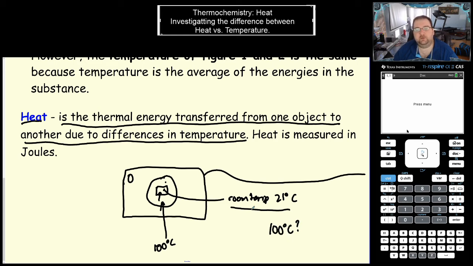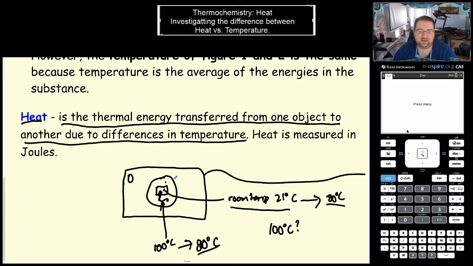No, probably not. Because as heat is being transferred from the hot plate to this, the hot plate's now going to be losing its heat, right? So the hot plate might finish off somewhere like, I'm just guessing now, around 80 degrees Celsius, and the piece of copper might finish at 80 degrees Celsius. Regardless, they're going to finish at the same temperature.